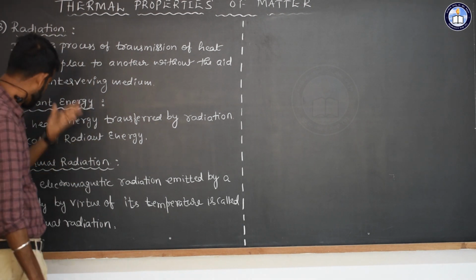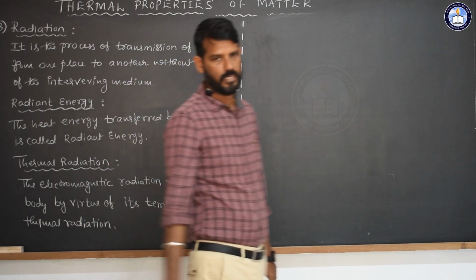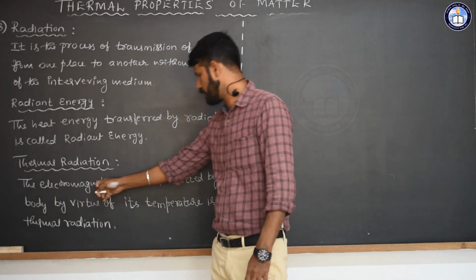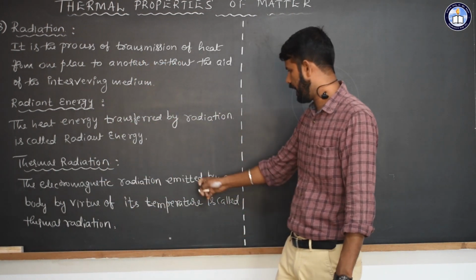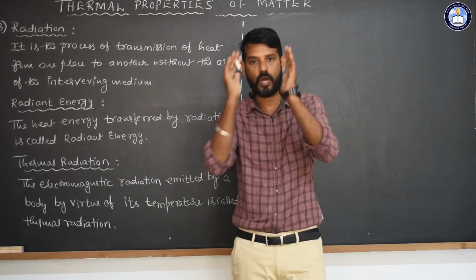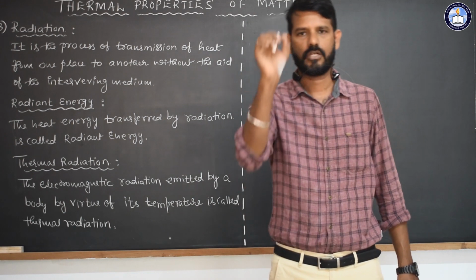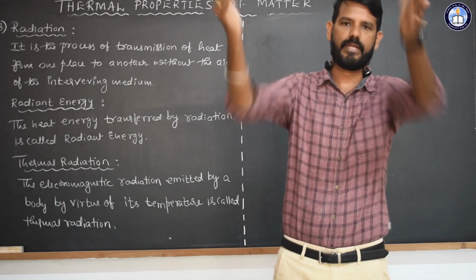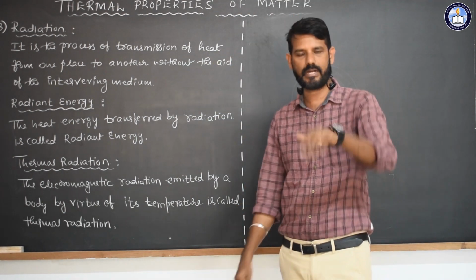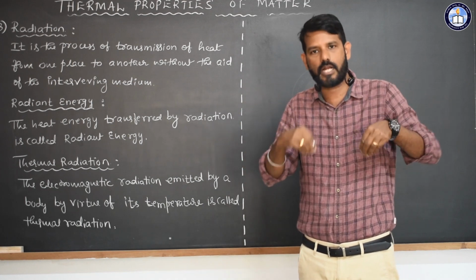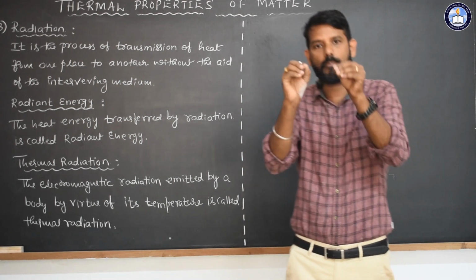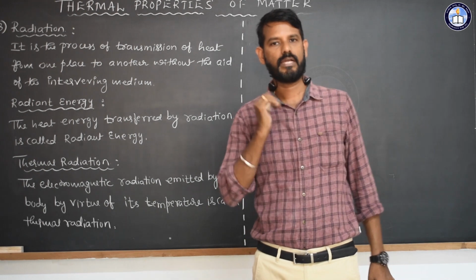Okay. And the concept of thermal radiation. Thermal radiation is actually the electromagnetic radiation emitted by a body by virtue of its temperature. Almost all bodies, due to their temperature, emit this type of thermal radiation. Even our body emits a small amount of thermal radiation because of temperature.